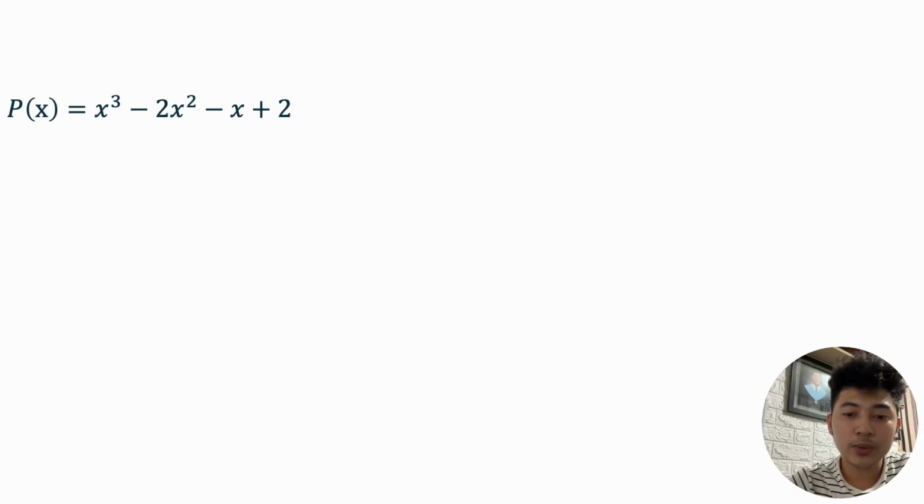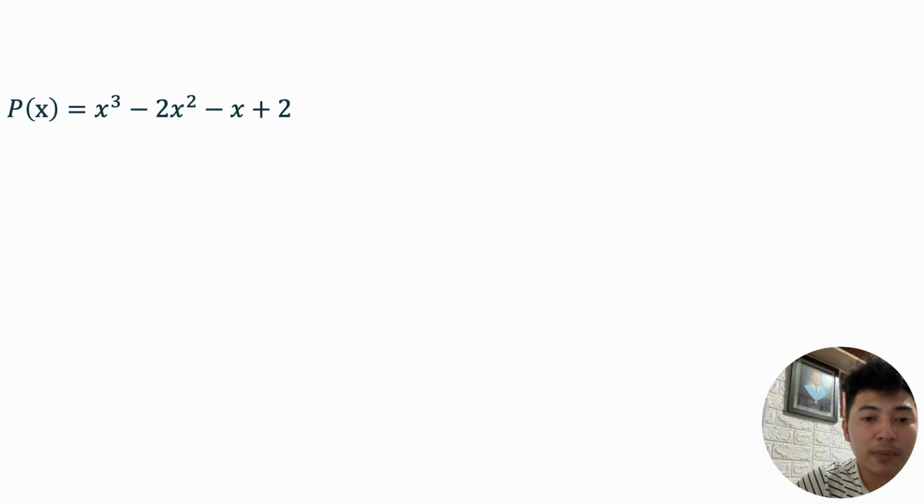Hello everyone. So today I'm going to discuss with you Descartes' rule of signs. We're going to determine the maximum number of positive real roots, the maximum number of negative real roots, including the imaginary. So to illustrate, let us use this example. Given p of x is equal to x cubed minus 2x squared minus x plus 2.